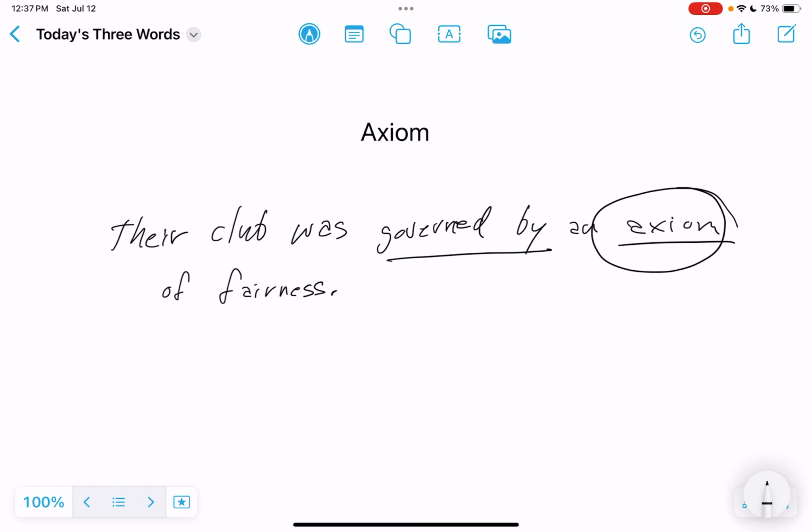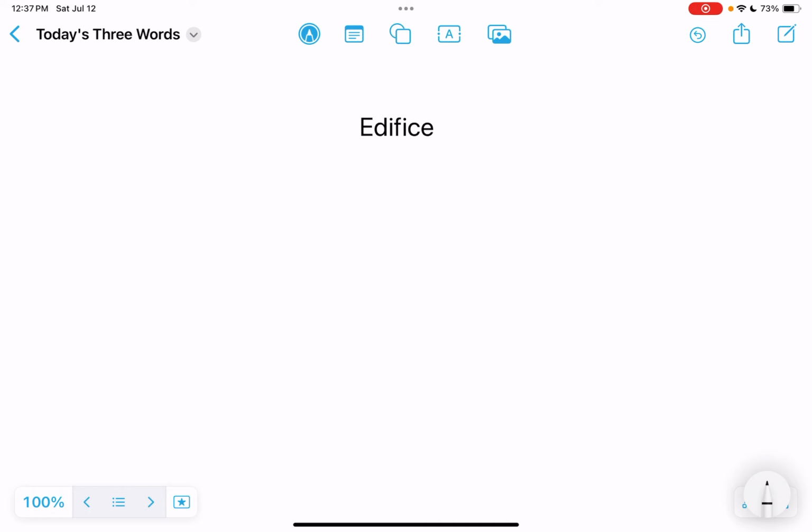All right, let's move on to edifice. An edifice is a noun, a word that represents a person, place, or a thing, and it means a massive structure. Okay, let's see what we can come up with for edifice.